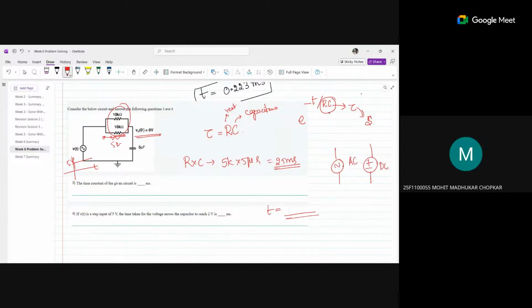25 milliseconds. It is not a time. Yeah, it's a time constant, no? Something that has a unit second is time only.